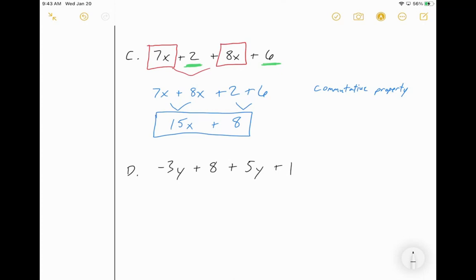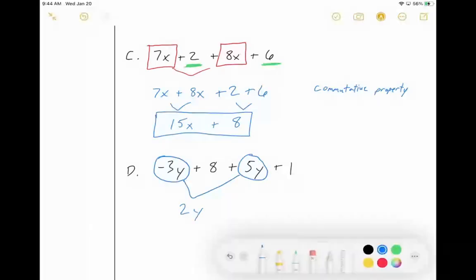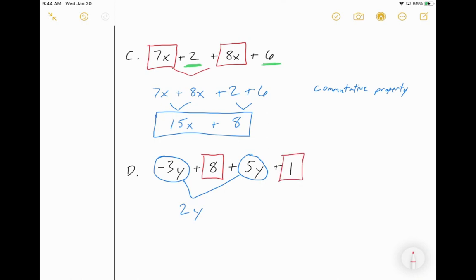Let's see. Okay, so I'm going to show you a different way to do this problem. Check it out. I'm going to do it like this. I've got negative 3y and 5y. So those two combine to make 2y. And then I have positive 8 and positive 1. And those two combine to make 9. And it's all adding. So that's my final answer.